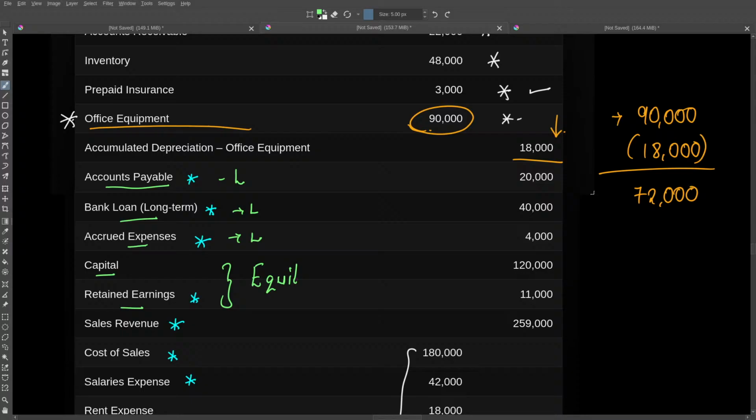To know what is a liability, what is an asset, and what is equity, you really need to understand the characteristics that make something an asset. That is why I can just look at accounts payable and know it is a liability, because I understand there is an obligation to pay. Same for the bank loan and the accrued expenses.